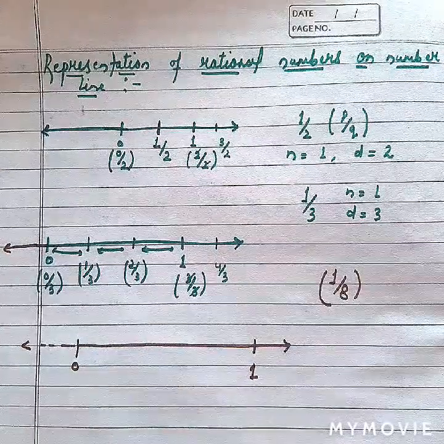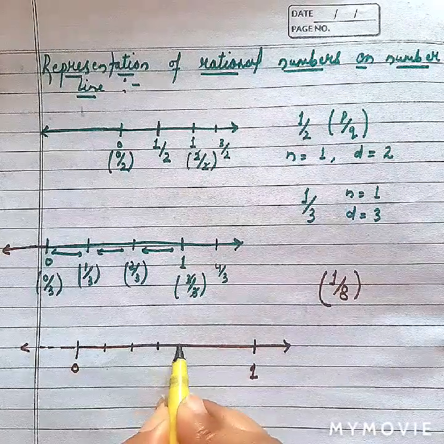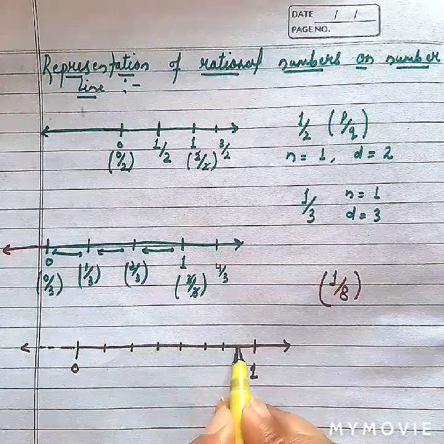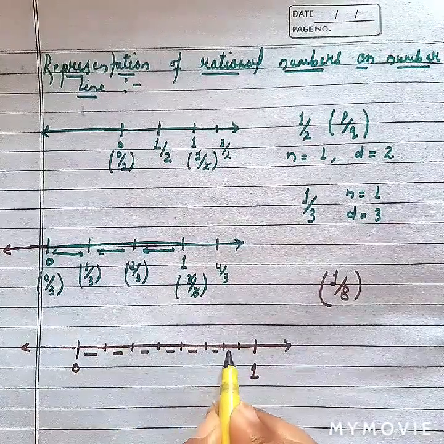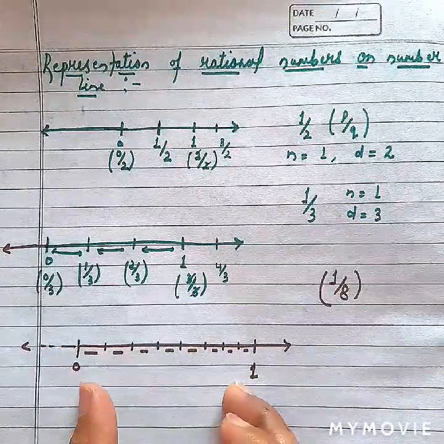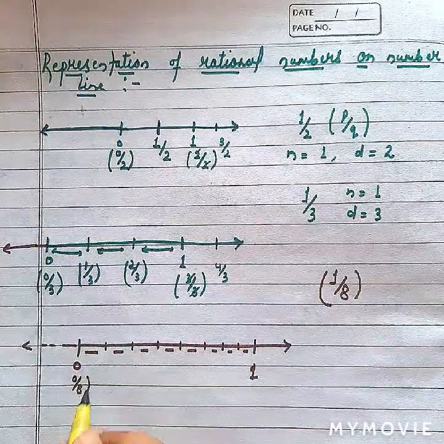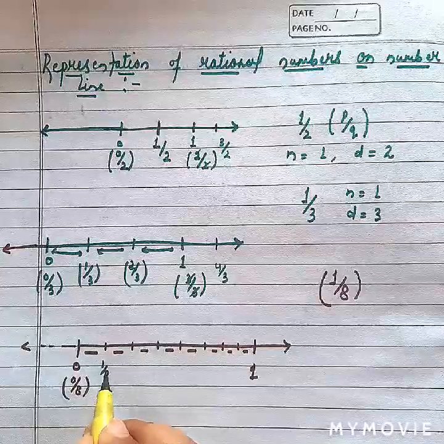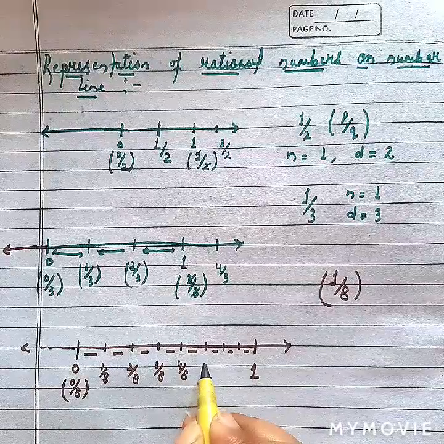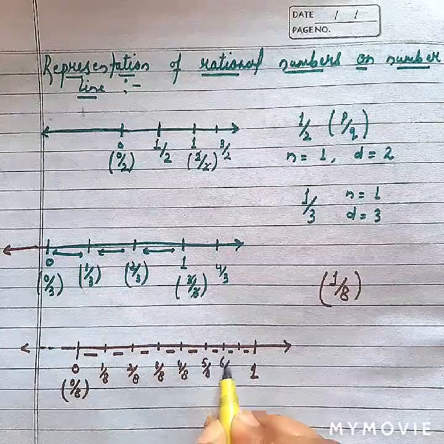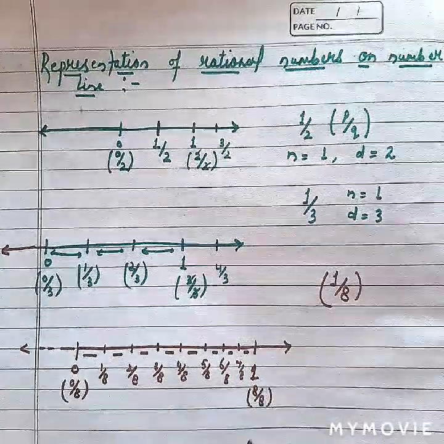Again we will divide this portion into 8 places. Fine. This is 1, 2, 3, 4, 5, 6, 7, 8. So this unit value is divided into 8 parts, right? So 0 means 0 upon 8. This is 1 upon 8. This is 2 upon 8. This is 3 upon 8. This is 4 upon 8. This is 5 upon 8, 6 upon 8, 7 upon 8, and this 8 upon 8 will give us the value 1.